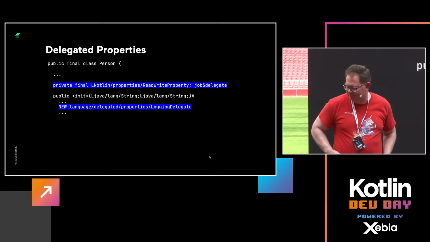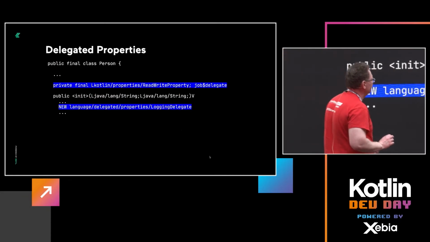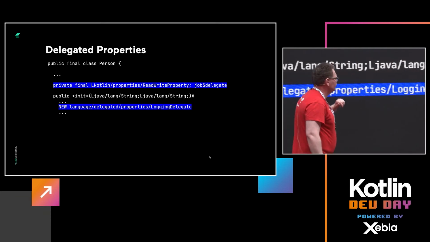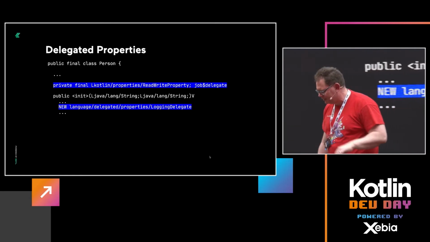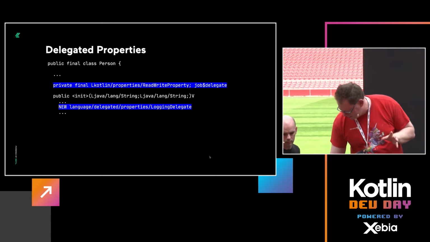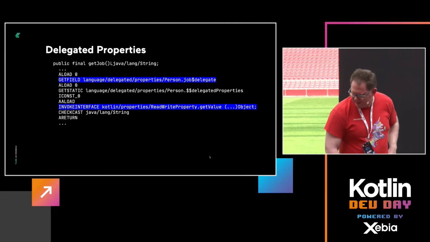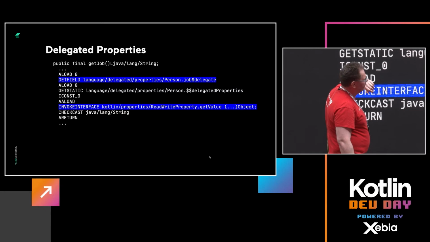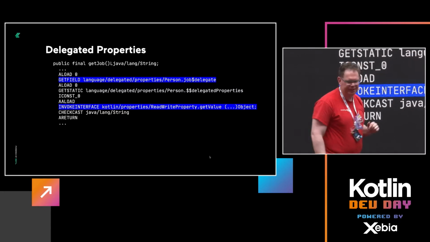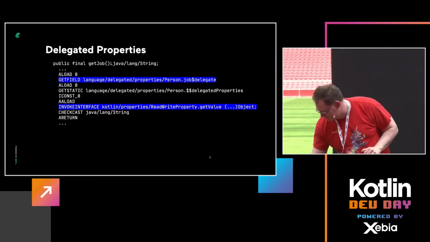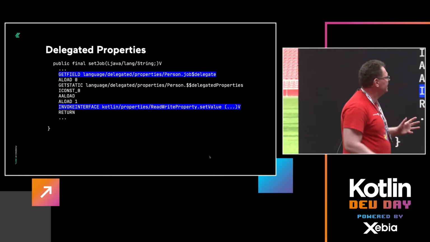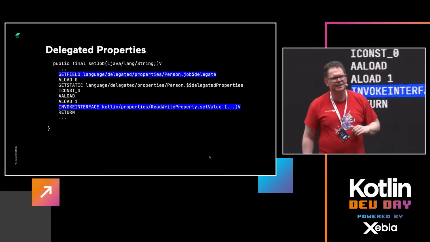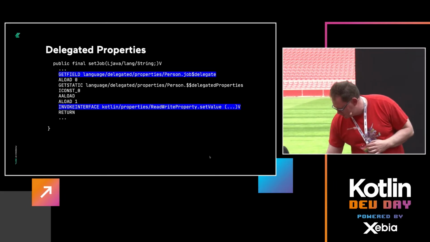So how is this implemented? Again, very, very simply. The compiler just creates a field of type read-write property called job$delegate, and then it creates an instance of our logging delegate inside the constructor of the person. And then whenever we call getJob, what do we do? Well, we retrieve the field job$delegate, and we call its getValue method. Dead simple. Whenever somebody tries to call setJob, what do we do? Well, we retrieve the value in the field, and we call the setValue of the job$delegate.